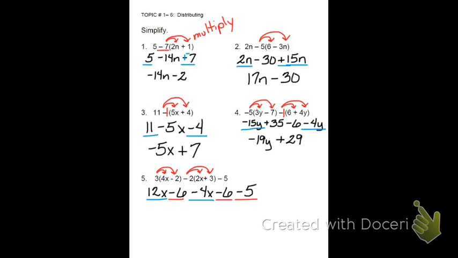So really you're combining 3 negatives down a number line. You're at negative 6, you go to negative 12, and then to negative 17. So I'm going to put that at the end again because I like putting my variable at the beginning. 12x minus 4x gives me 8x.